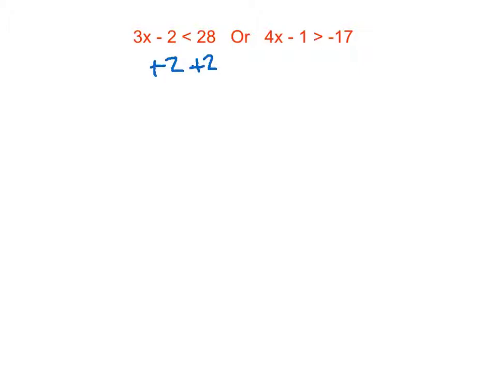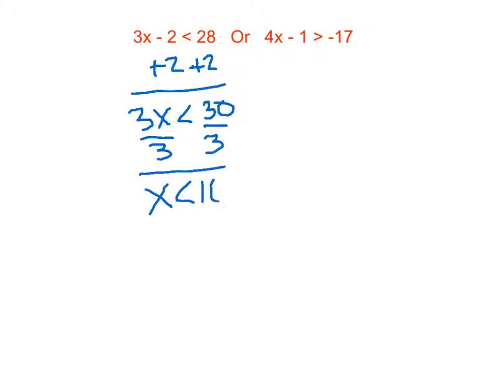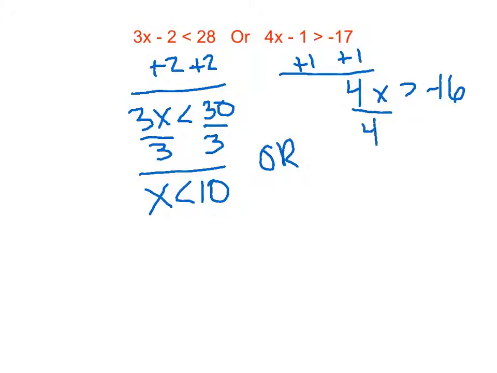So when I solve this first inequality, when I divide by 3, x is less than 10. That word "or" is being carried down, and now if I solve this for x, I get 4x is greater than -16. I divide by 4, and I get x is greater than -4.